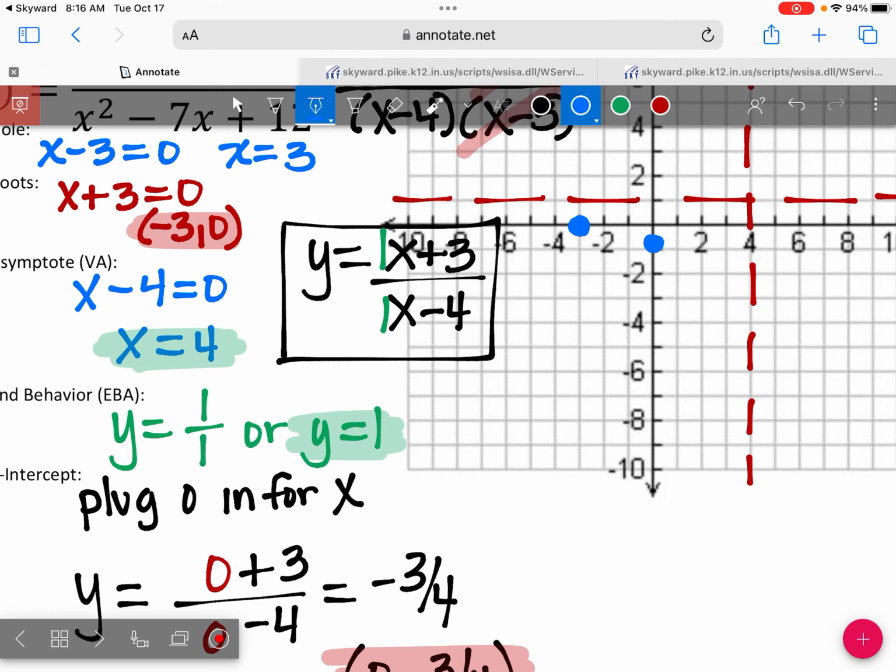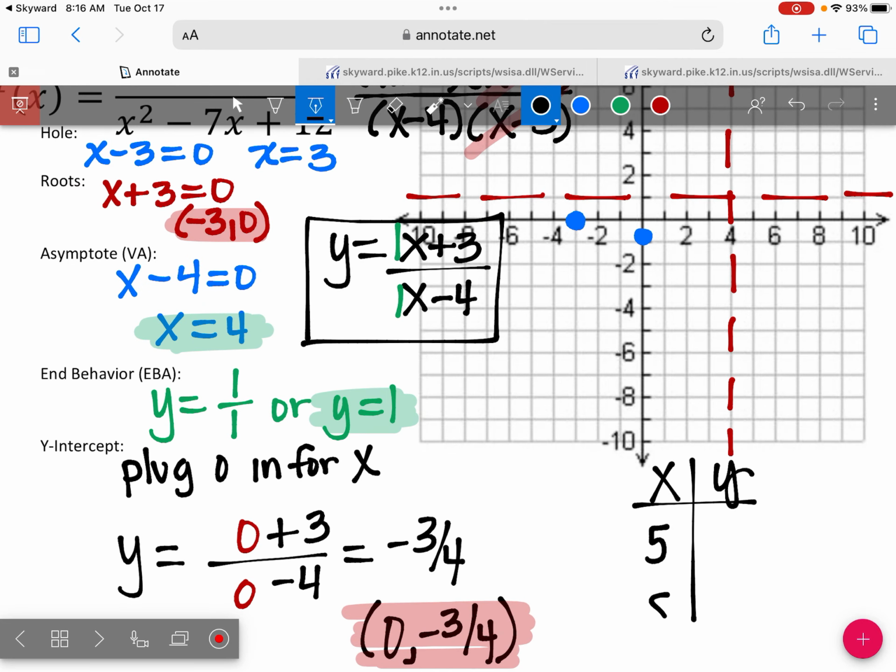We really don't have a lot. We got a lot of empty space in here. So this is where you're going to make your little T-chart. And what are some numbers that we should plug in? 5. I would definitely plug in 5. And 8. Let's go ahead and do that. Close to the right. Yep. Because we don't have anything on the right side of the vertical asymptote. So you're going to plug it into this equation.